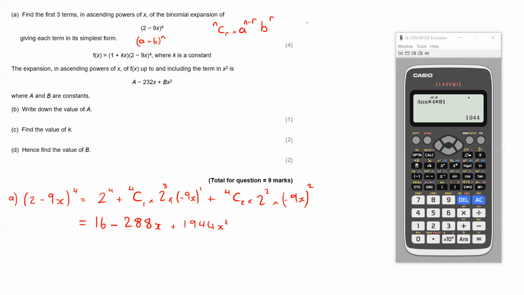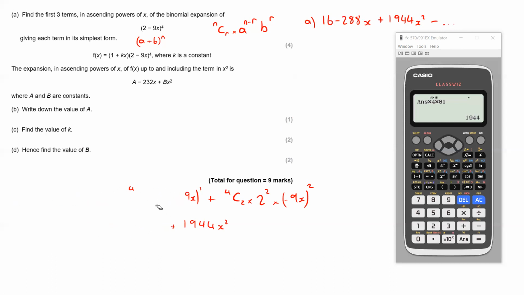I'm actually going to just move that up to here, just so I've got that. So 16 minus 288x plus 1944x squared. And I'm just going to put on at the end here minus dot dot dot, because there's going to be other terms at the end there. I'm now going to just rub all of this out just so I've got a bit of space. So I'll just take a second.